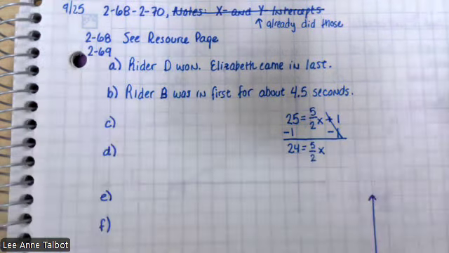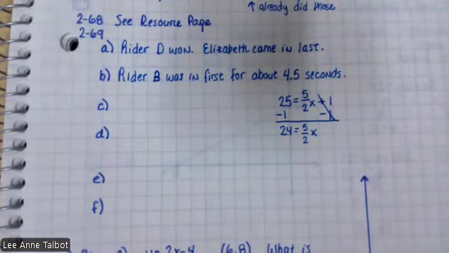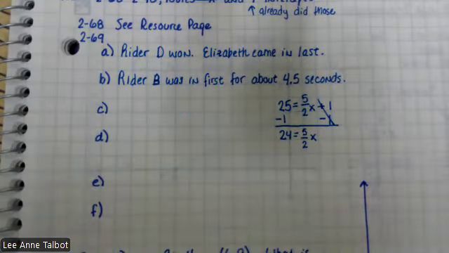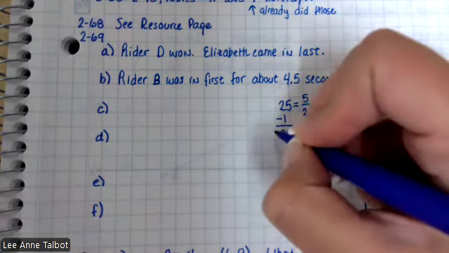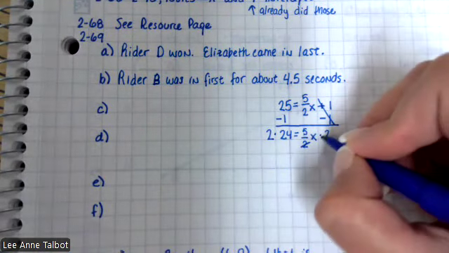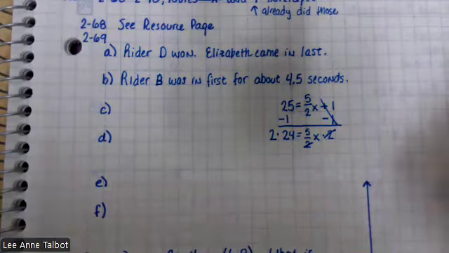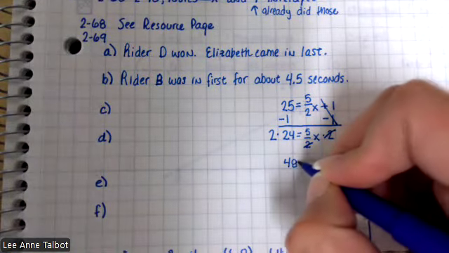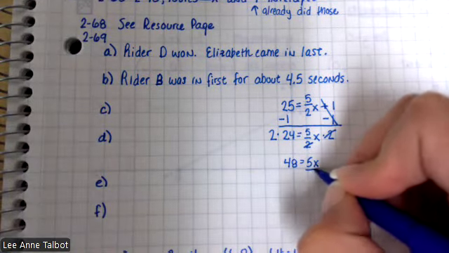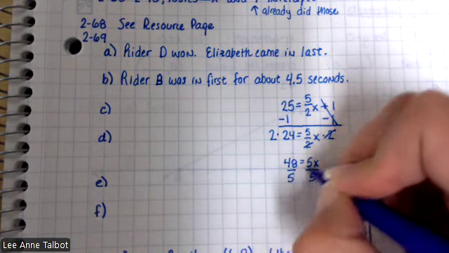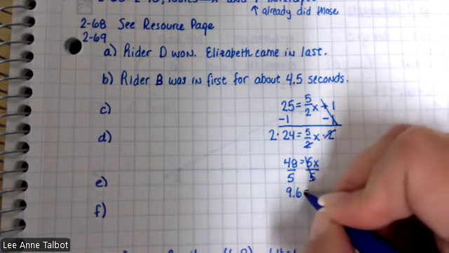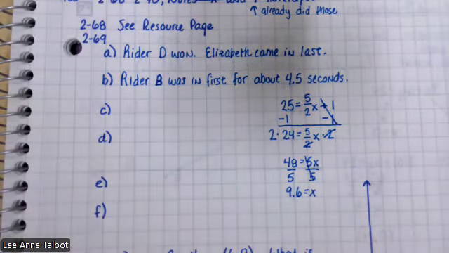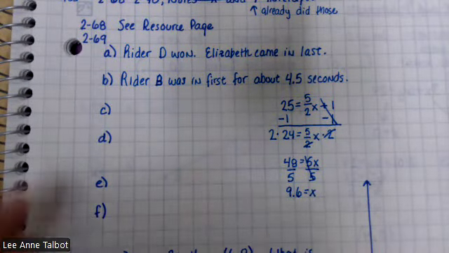Okay, what do I do with the fraction? Yep, times by 2 on both sides. That gets rid of the 2 in the denominator. Look how close you guys were.